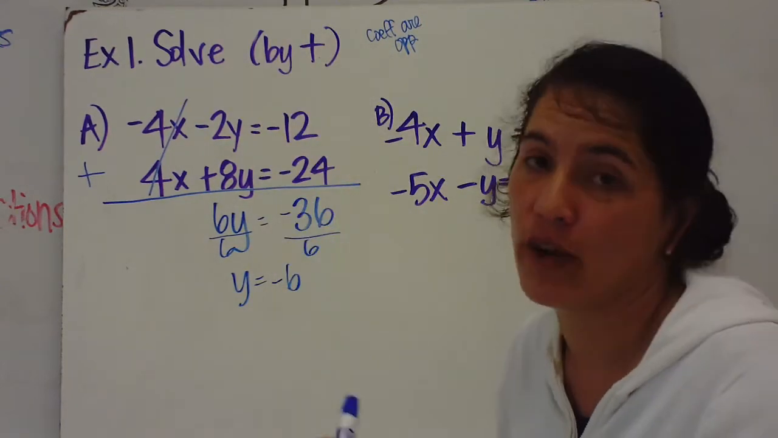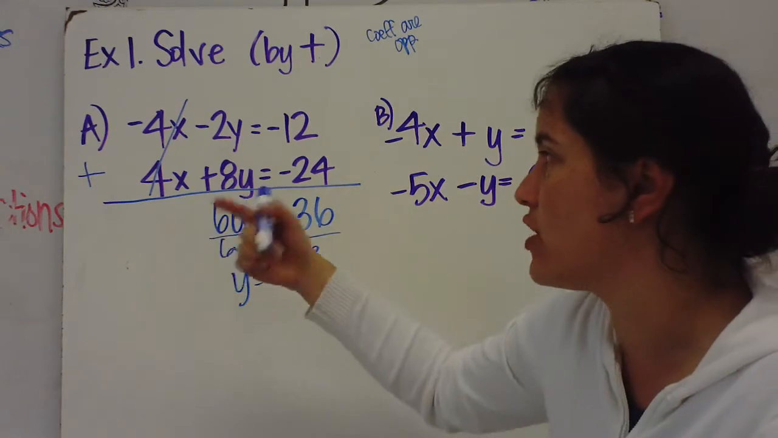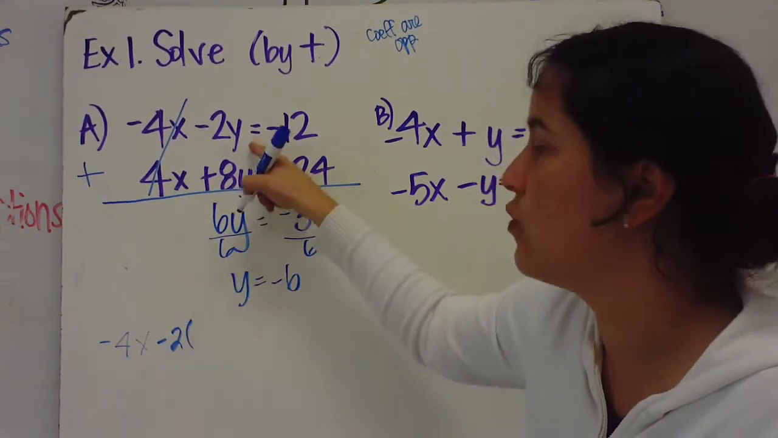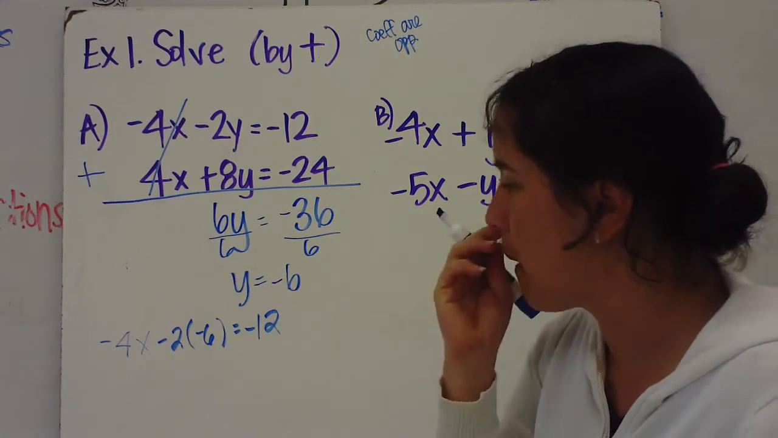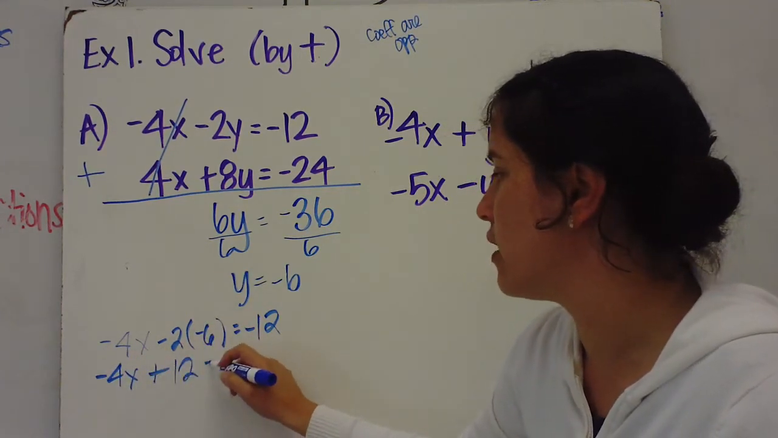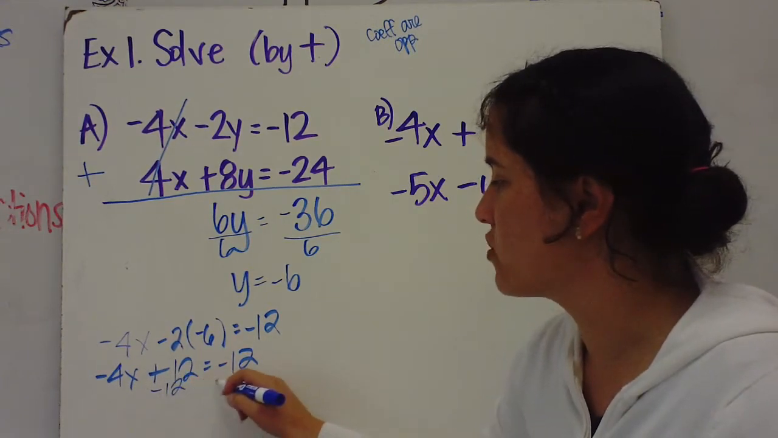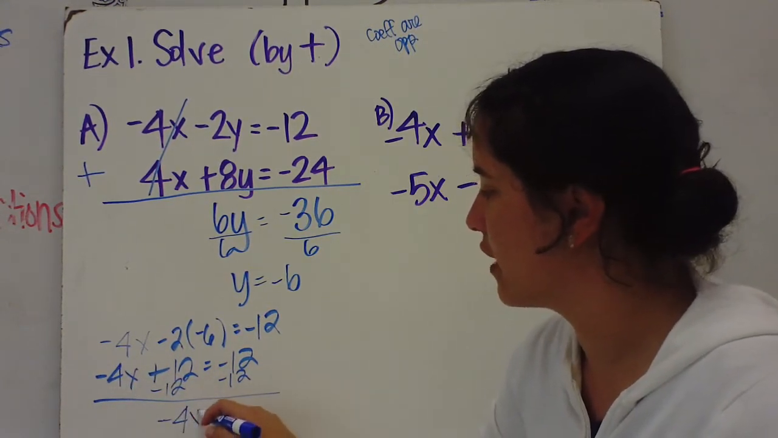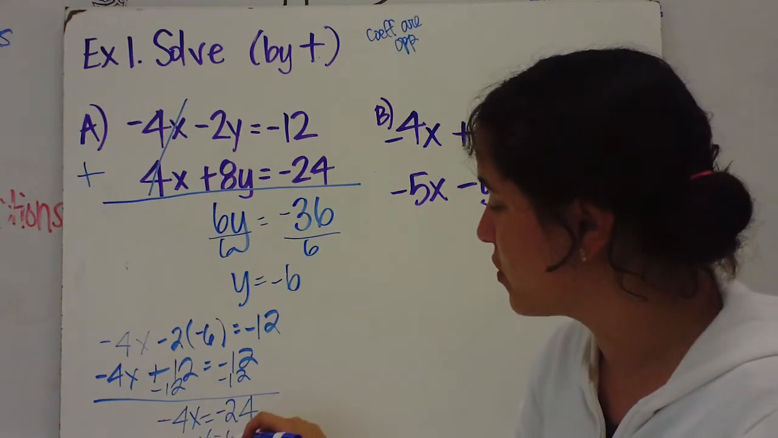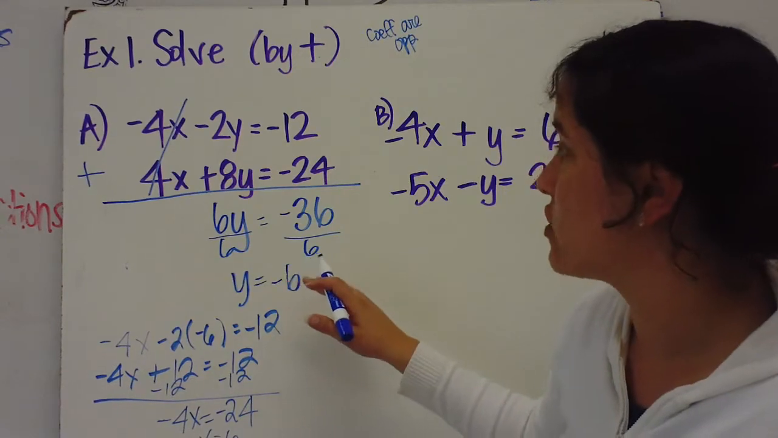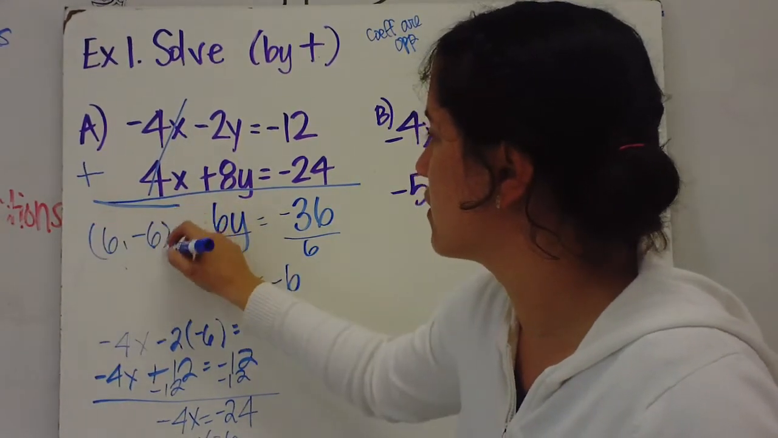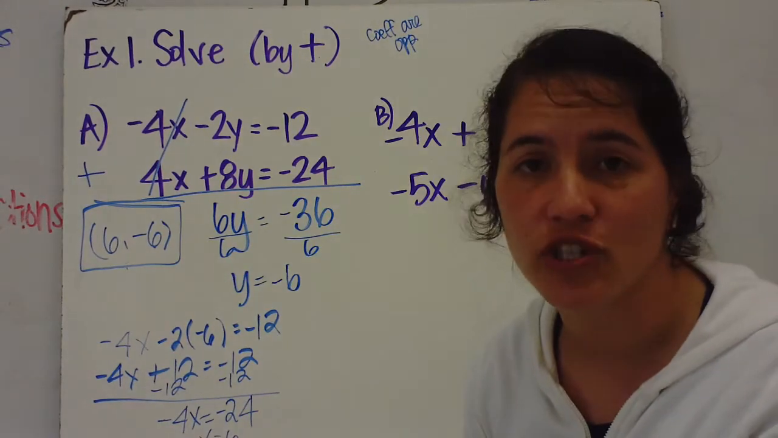Now I need to pick one of the equations and I plug it back in. It doesn't matter which equation you pick, you just need to pick one of the equations. I'm just going to pick the top one. So -4x minus 2, and instead of y, I'm going to put -6 equals -12. So now I need to solve this equation. -2 times -6 is a +12. Then I subtract 12 on both sides, and I get -4x equals -24. Divide both sides by -4, and x equals 6. Now I have an x value and a y value, so I can write my solution as an ordered pair. So the solution is (6, -6). Okay? That is the solution to the system of equations.